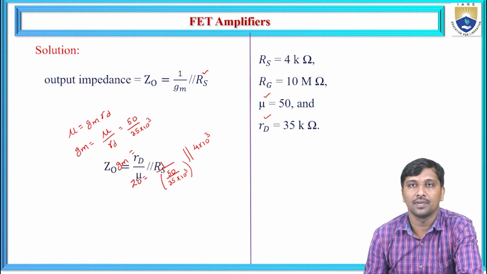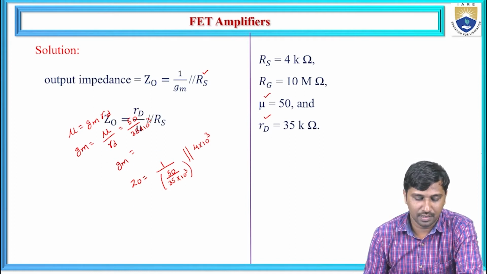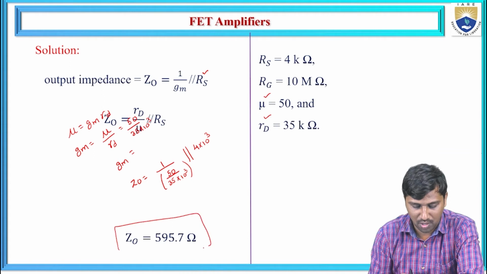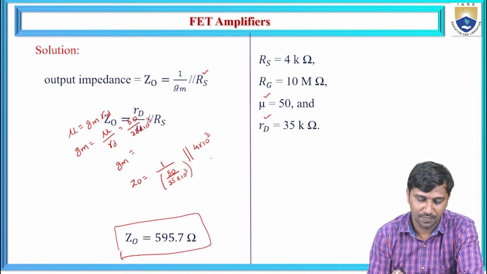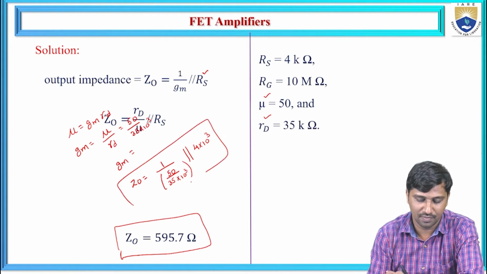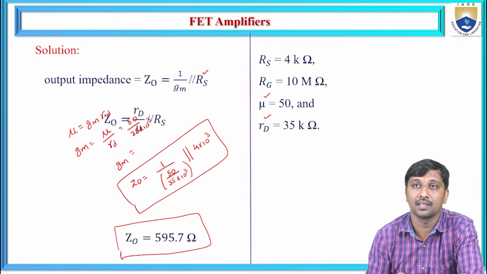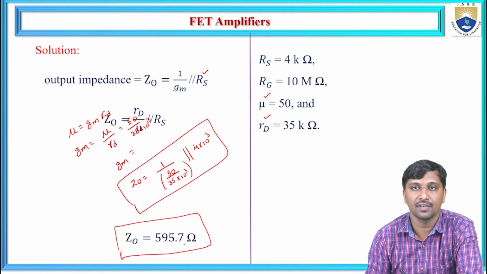So if you solve this one, then it gives that 595.7 ohms. So this is the parallel combination for output impedance. Hence we substitute the given specification values in this relation. Then we observe this output impedance is 595.7 ohms.